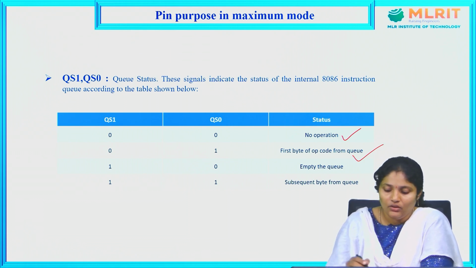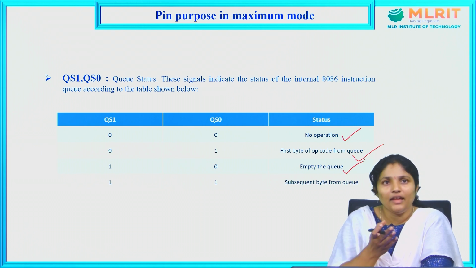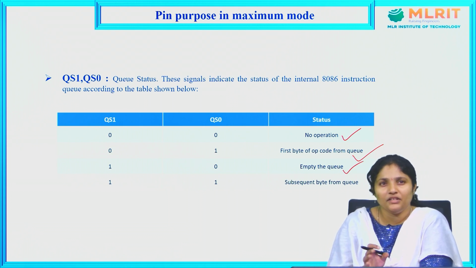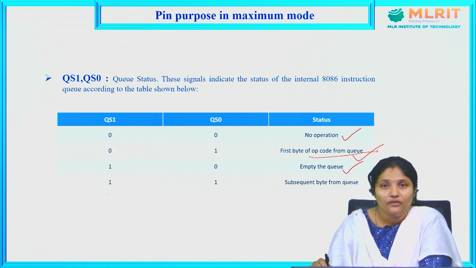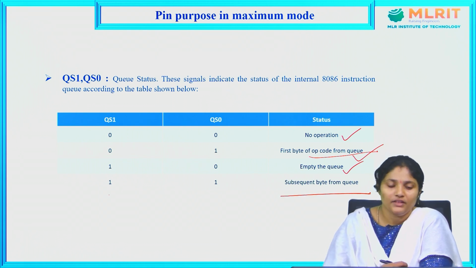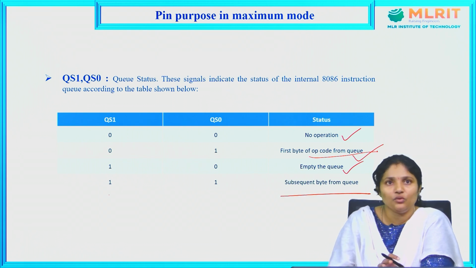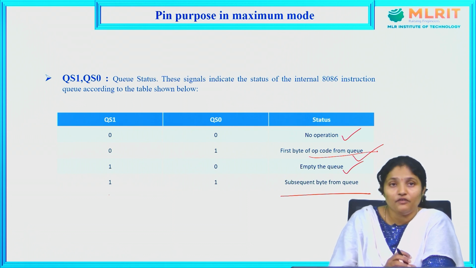Next, 1, 0 means the queue is empty: all operations are completed and the queue does not have any opcode in it. And 1, 1 means the first byte has already been taken from the queue, so the subsequent byte will be moved from the queue. This is the status which shows the operation performed in the queue.